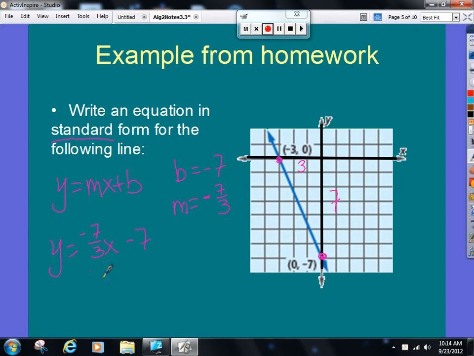Okay, so I have to get x and y on the same side, so I add 7/3 x. I hope you guys don't write that down every time you do it, but sometimes I feel the need to for you. 7/3 x plus y equals -7. This doesn't look very nice because of this fraction. So what we do is we multiply both sides by 3, and we get 7x plus 3y equals -21. Okay?